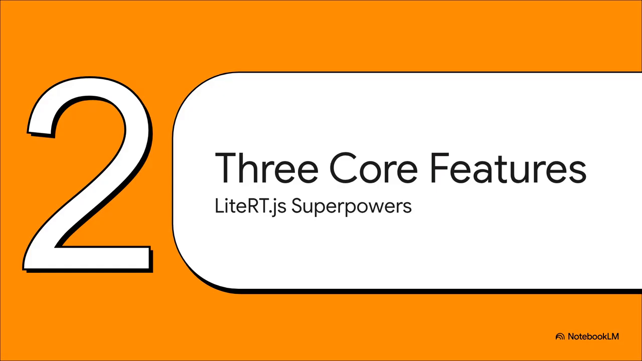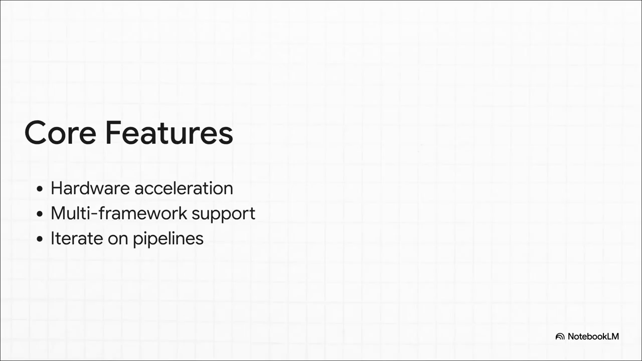Moving right along to Section 2, 3 core features, or as I like to call them, the superpowers of LiteRT.js. There are 3 core capabilities here that should make absolutely any web developer sit up and pay attention. First up, hardware-accelerated inference directly in the browser. Second is multi-framework compatibility. Now, this one is huge because it means you get native support for compiling from PyTorch, JAX, and TensorFlow. You're not locked into just one ecosystem anymore. And third, you get the ability to iterate on your existing pipelines right out of the box.